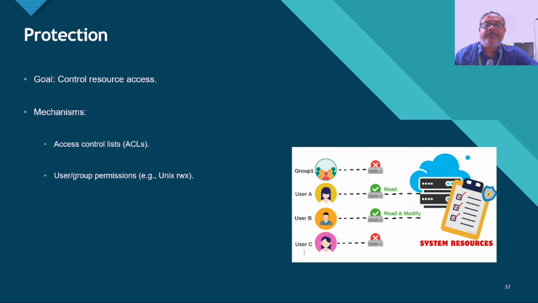So the first mechanism for protection is access control. We make sure that only the proper users have access to the resources, and this can be done by providing user or group permissions. Any resource, for example a file, can be used by three types of users. One is the owner of the file, the one who created it. The second is the group members to which the owner belongs, and the third is the outsiders or the others.